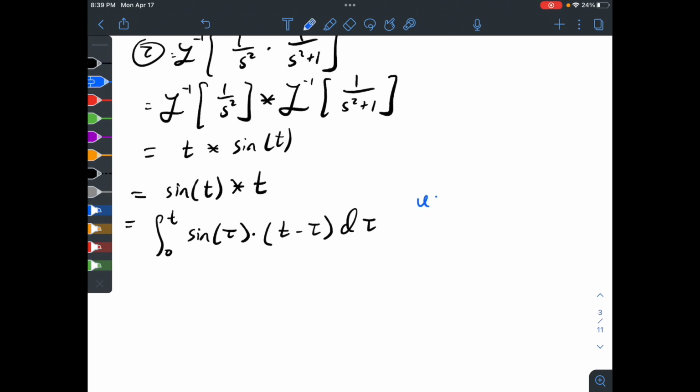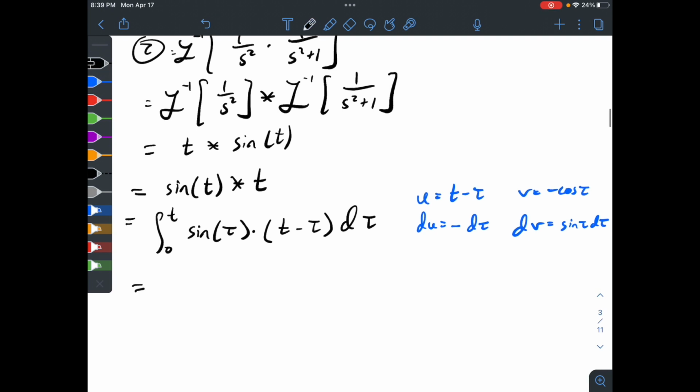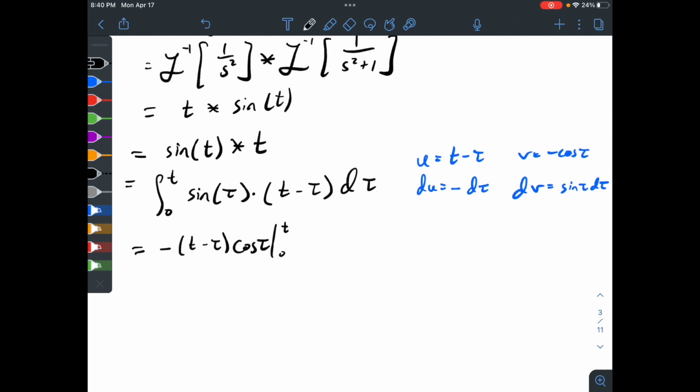All right, we're going to do integration by parts here. u is going to be t minus tau. dv is going to be sine of tau d tau. So v will be negative cosine tau. du will be negative 1 d tau. So this becomes uv, so negative t minus tau times cosine of tau from 0 to t.